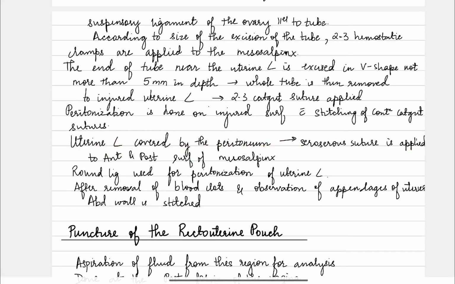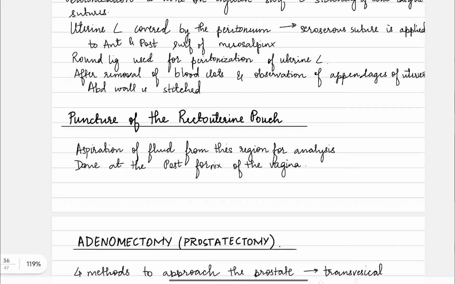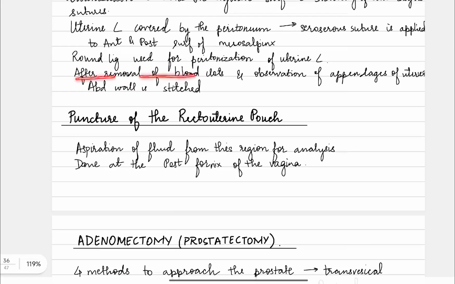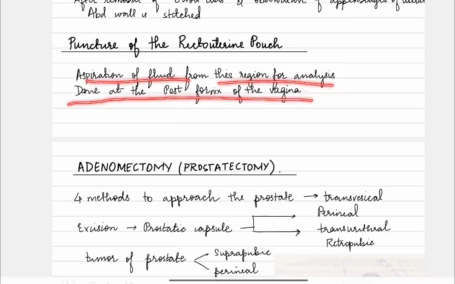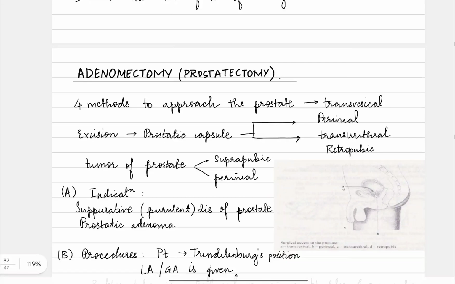Serous suture is applied to the anterior and posterior surface of mesosalpinx. Round ligament used for peritonization of the uterine angle. After removal of the blood clots and observation of appendages of uterus, abdominal wall is stitched. Puncture of rectouterine pouch. Aspiration of fluid from this region for analysis is done at the posterior fornix of the vagina.